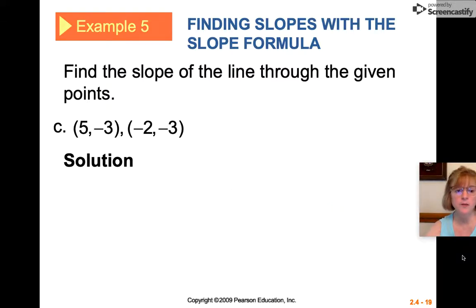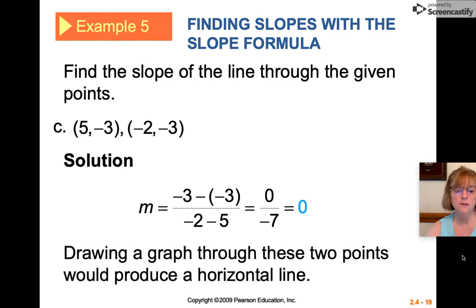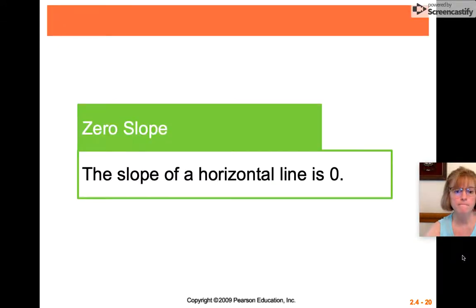Find the slope of the line through the given points. So we look at the difference of the y's in the numerator over the difference of the x's in the denominator, and we have 0 over negative 7, which is 0. 0 divided by anything is 0. And like the previous example, if you drew a line between these 2 points, you would get a horizontal line. And there's your example of a horizontal line having a slope of 0, where the previous example was the vertical line having an undefined slope. So just to reiterate, the slope of a horizontal line is 0.